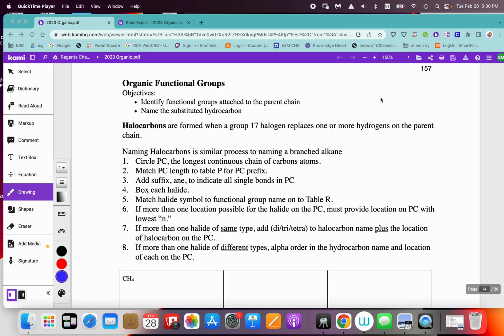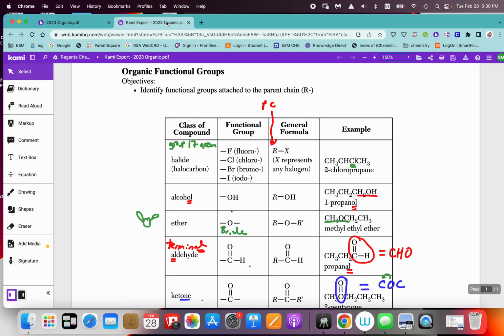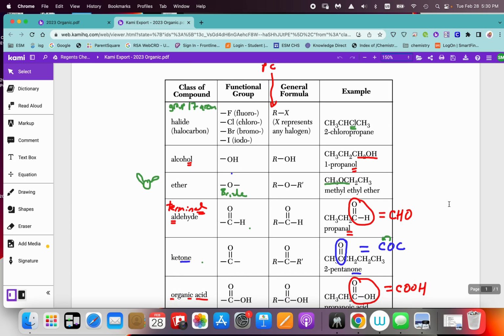Drawing structures and naming structures by replacing hydrogens on an alkane chain with things from table R. Now, I just want to point out on table R that there's a lot of help here because it shows you what is added on. R represents a carbon in the parent chain, and this is whatever is there. That's what we're replacing a hydrogen with on that carbon.